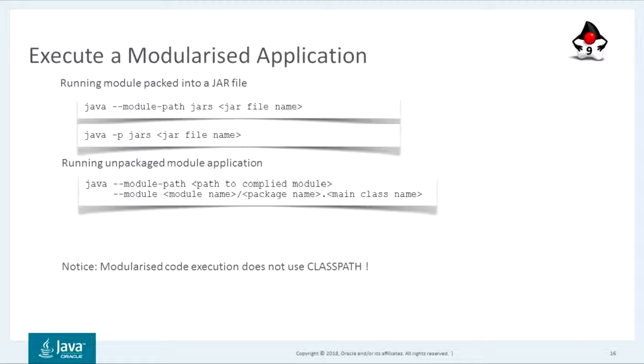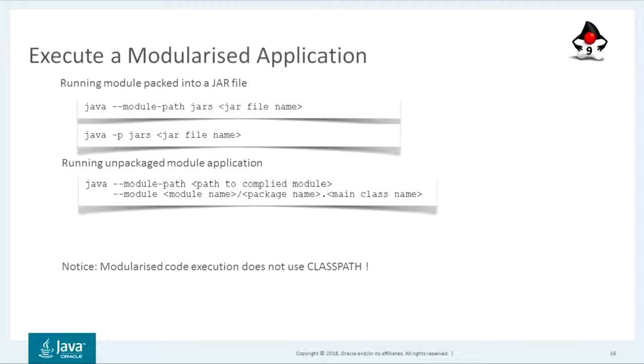When you execute a modularized application, you don't set the class path. You set module path. And the module path is a list of paths that point to the locations of jar files which contain your modules.